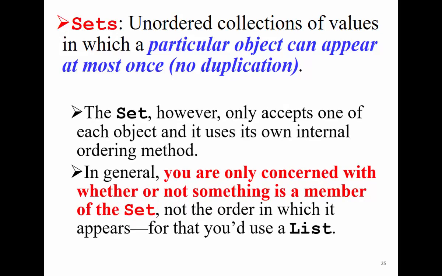So the set accepts one of each object and uses an internal mechanism to sort them out. That doesn't mean that if you add an element, it will always be added to the end of the set. You might add elements in order, but once you print them out, they will be in a different order, because they have an internal mechanism to understand where to put the elements and in which order. So in general, if you decide to use a set, you are only concerned about whether or not something is a member of that set. You're not interested in the order of the elements.